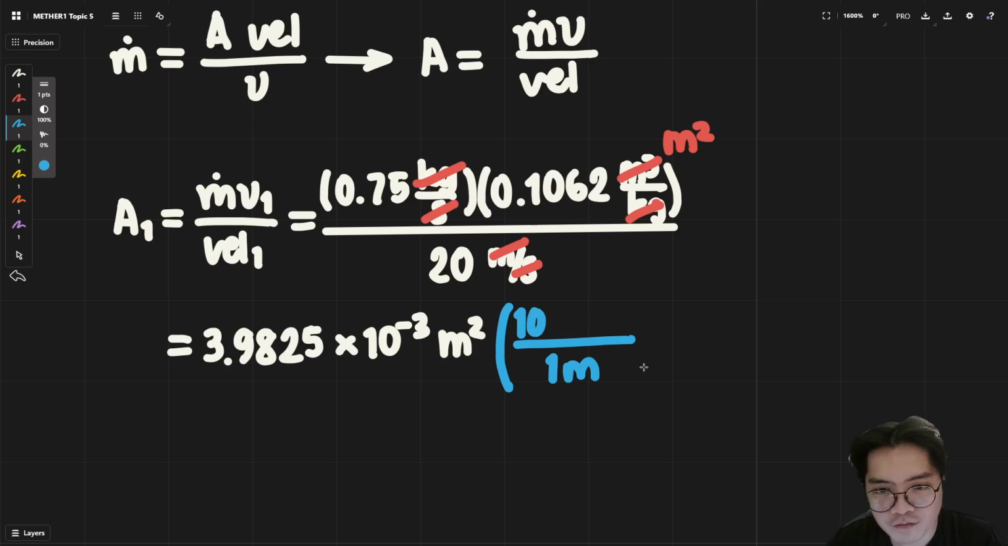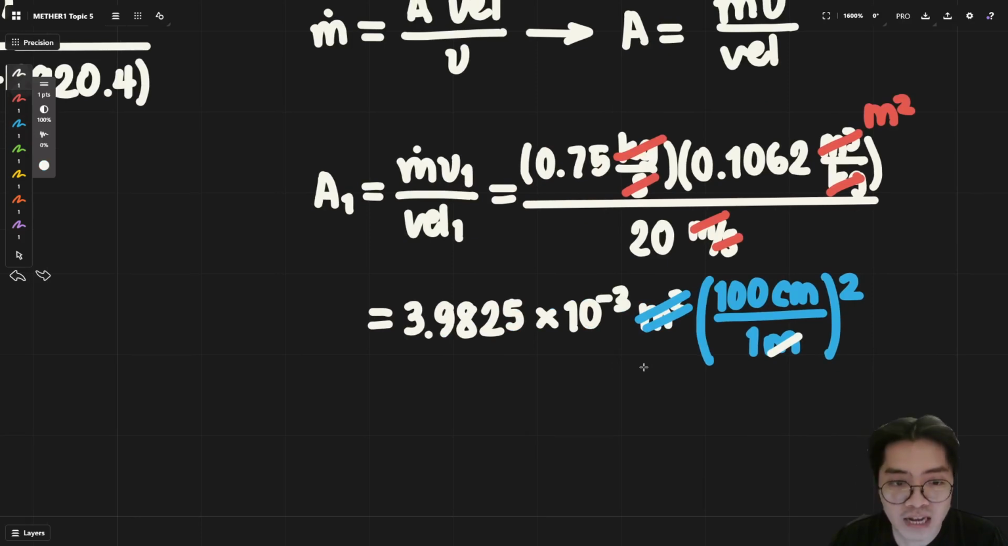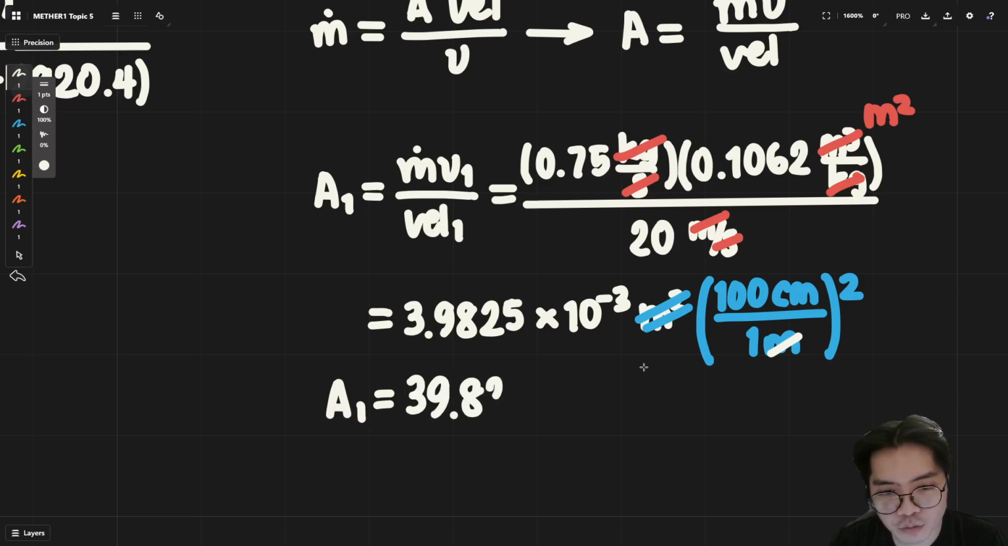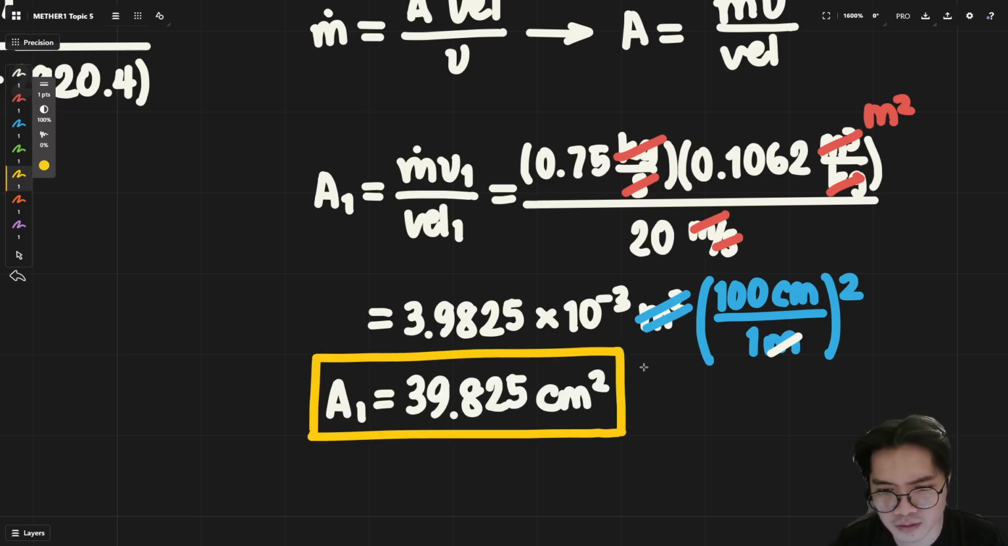And again, to avoid the rookie mistake, which is that you only apply this once, to do this properly you need to understand that this is meters squared, so you have to apply it 2 times. Cancel, cancel, cancel. You're now working with cm squared. That basically means that your A1 in here is going to be 39.825 cm squared. So this is your A1. That's quite a small hole if you want to think about it.